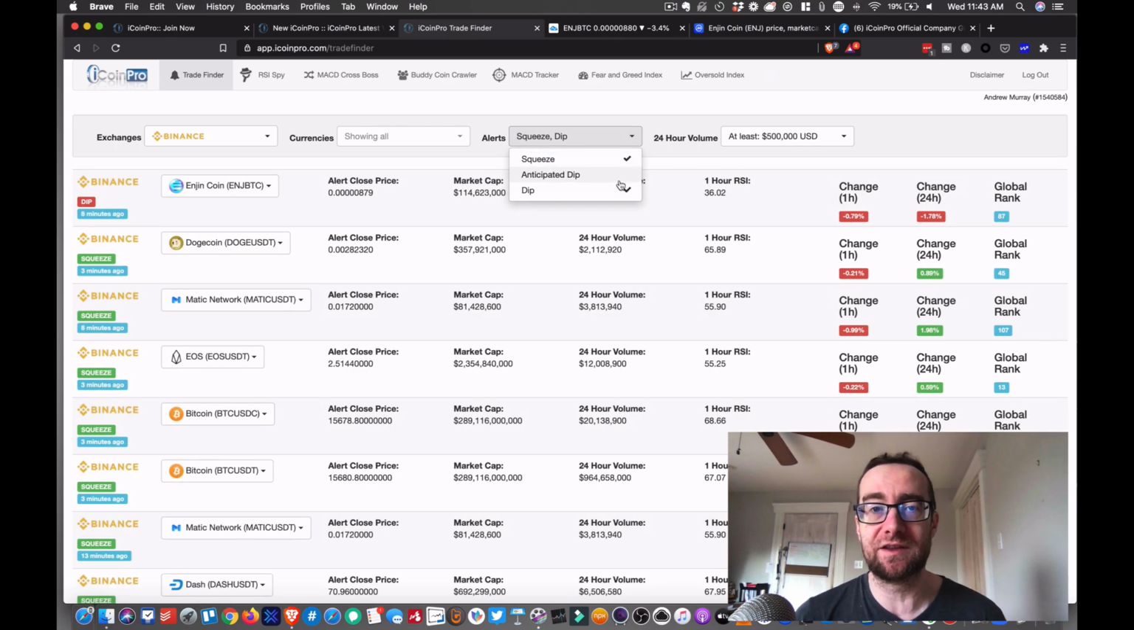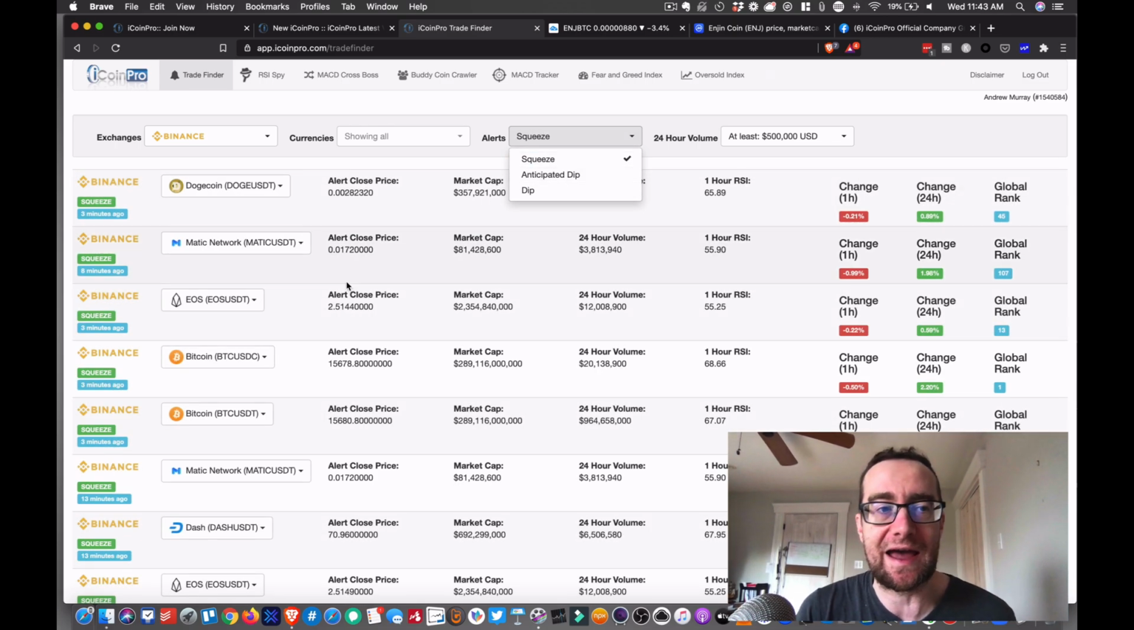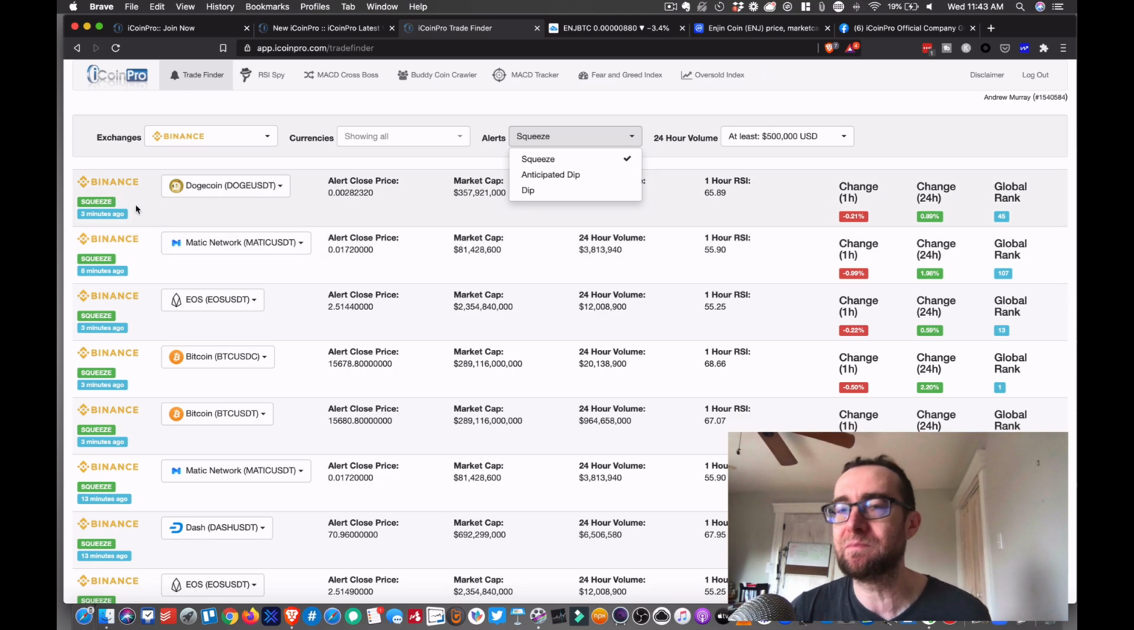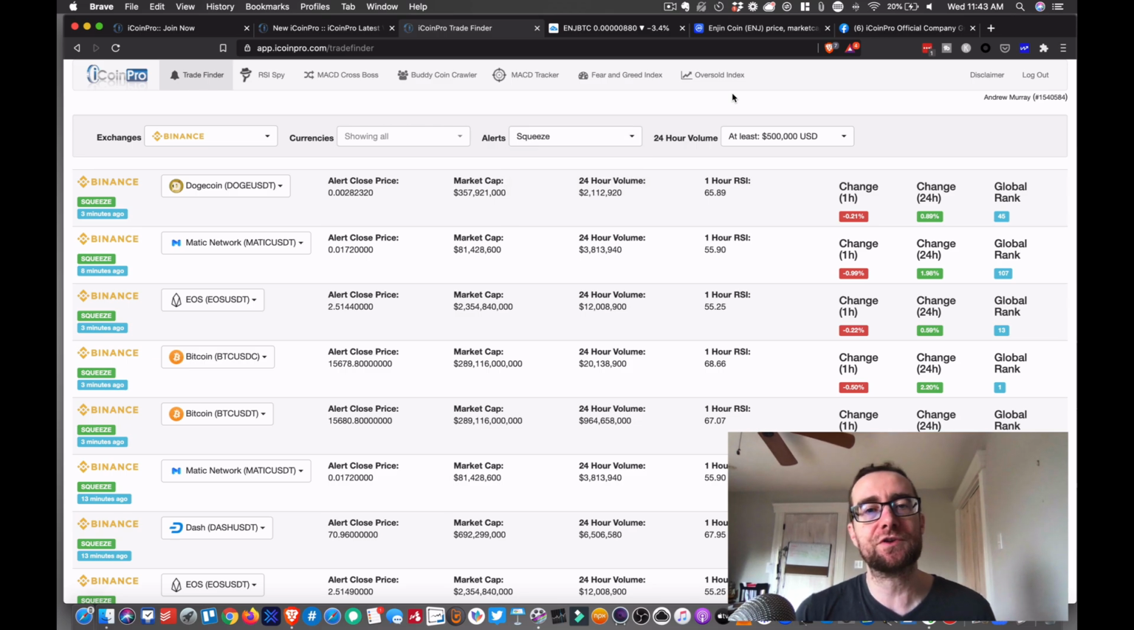If you just want to focus on the squeeze, you can just do that, and you can see these ones all look like they're squeezing. Now, just because it says squeeze here doesn't mean you take the trade. It means it looks like that's what's happening. So take a closer look, okay? There are no shortcuts. This is not something where someone's going to be trading for you.